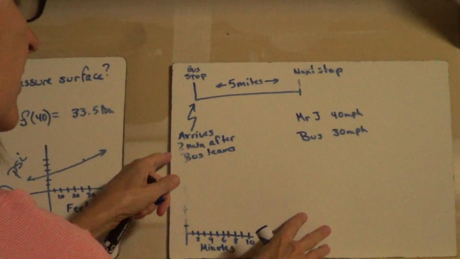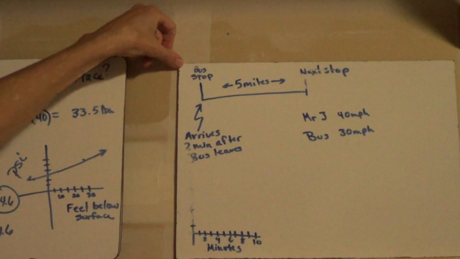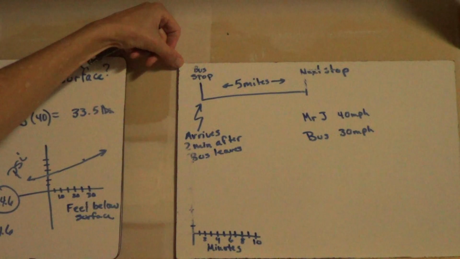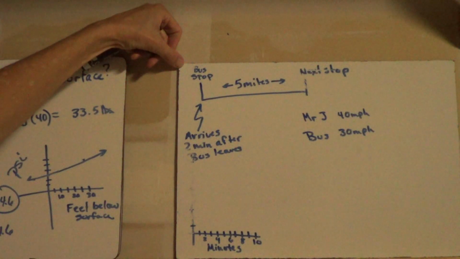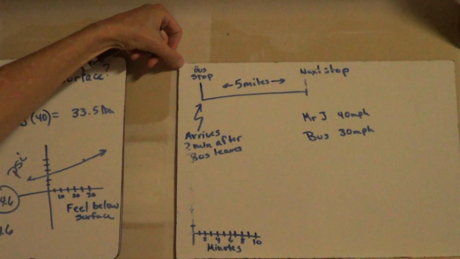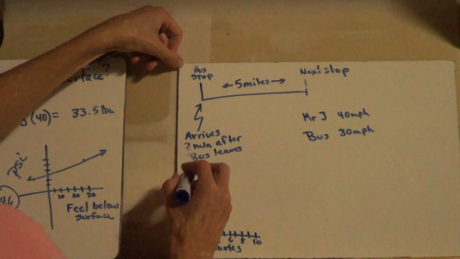Okay, now we have a scenario that I wanted to take you through. We have a bus stop, and Mr. J drives to the bus stop and arrives 2 minutes after the bus leaves. The next bus stop is 5 miles away. Mr. J knows that the bus drives 30 miles per hour, and he's going to drive 40 miles per hour because that's the speed limit, but he's wondering, will he make it there in time to catch the bus?